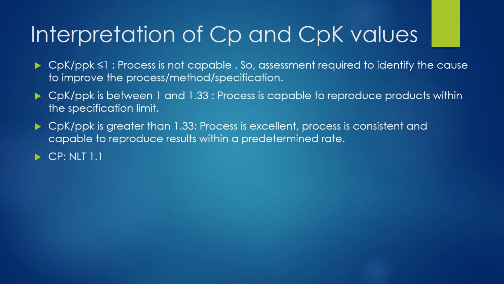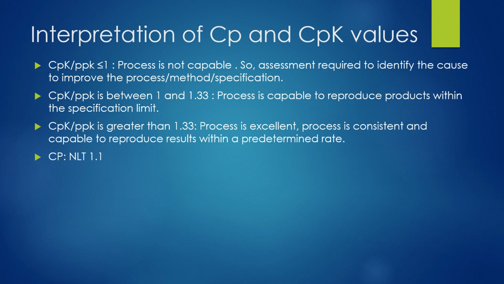So Cpk or Ppk is between 1 and 1.33. If we observe the Cpk limit between 1 and 1.33, we can say that the process is able to produce products within the specification limit that has been established and designed. But it is not that excellent or of good quality.